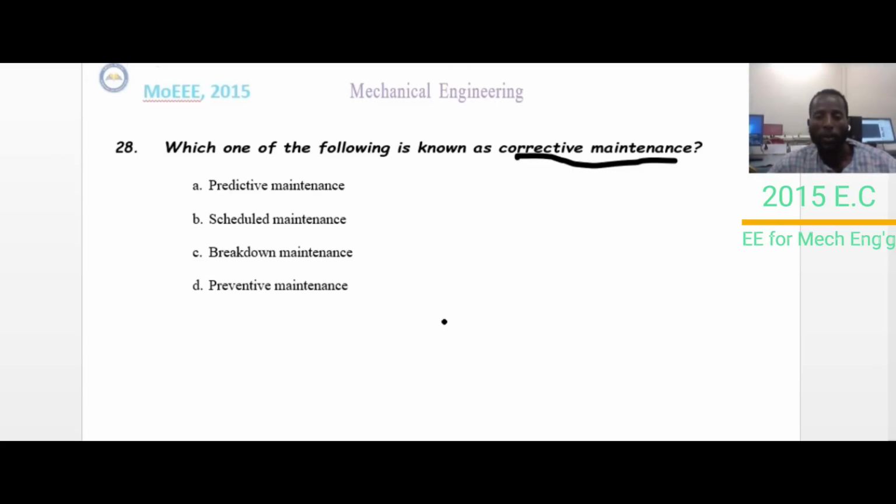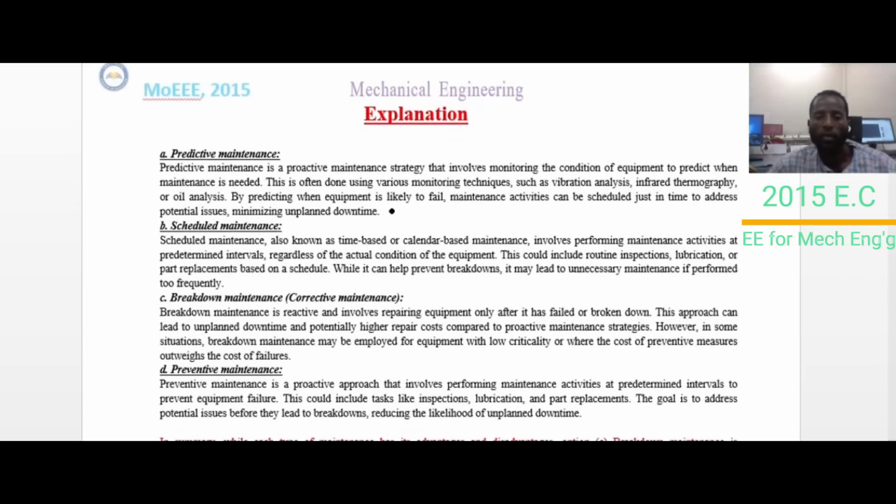Okay, let's see the explanation. When you say predictive maintenance, it is a proactive maintenance strategy that involves monitoring the condition of equipment to predict when maintenance is needed. It is also called proactive maintenance. And this is often done using various monitoring techniques such as vibration analysis, thermography, or oil analysis. By predicting when equipment is likely to fail, maintenance activity can be scheduled just in time to address potential issues, minimizing unplanned downtimes. So this is not the correct answer. This is not the corrective maintenance.